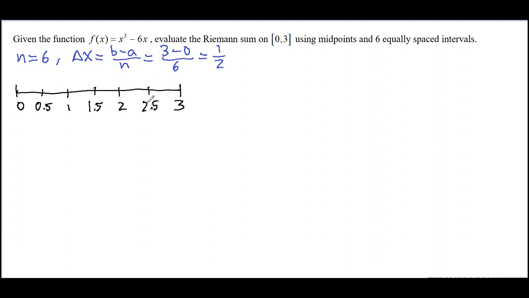And now we have created 6 intervals of width 1/2. Now we can readily locate the midpoints, and we successively label them as x1 all the way to x6.